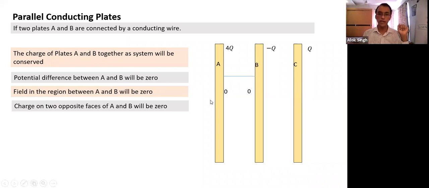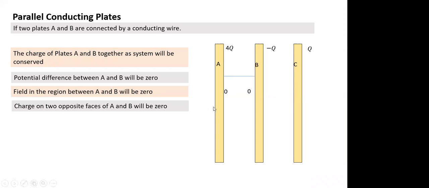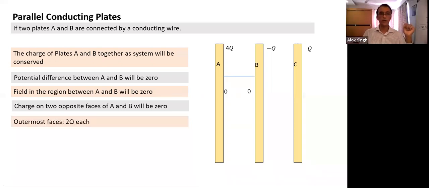What about the charge on the outer surface here? Can I figure out the charge on this surface? The outer surface is 2q. Yes, it's this simple. Basically the net charge divided by 2. So I know the outermost surfaces are 2q each. Now let me mark those. This becomes 2q, 2q.